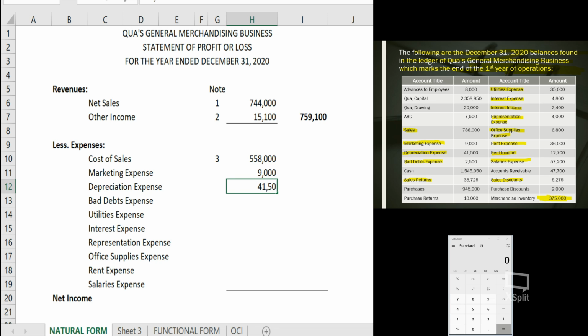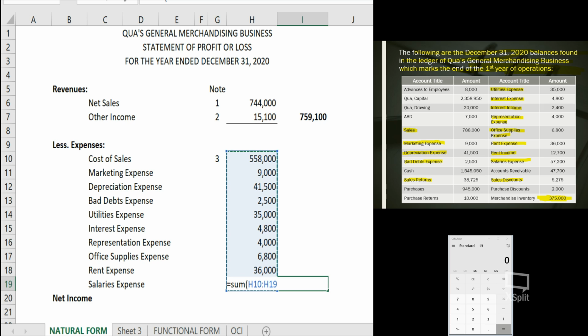Depreciation is 41,500. Bad debts expense is 2,500. Utilities expense is 35,000. Interest expense is 4,800. Representation expense is 4,000. Office supplies expense is 6,800. Rent expense is 36,000. Salaries expense is 57,200. Okay, now we're going to get the total of our expenses.